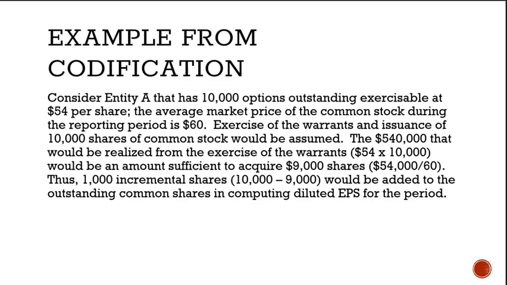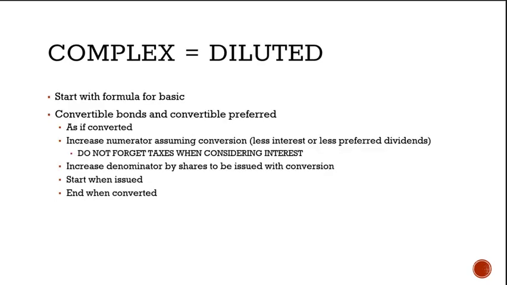All right, and that's what would be used in calculating our diluted earnings per share. So the next thing we would look at is if we have convertible bonds or convertible preferred stock. Always start with basic regardless, okay? It doesn't matter. If you had stock options, you've already done that part of it. Now you move to considering convertible bonds, convertible preferred.